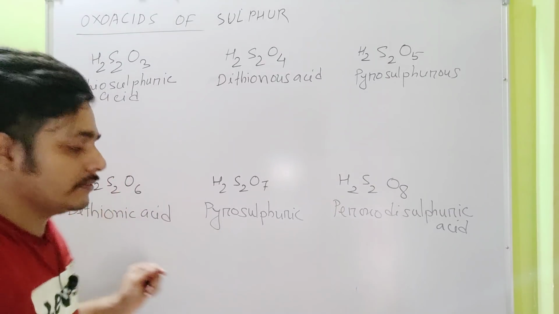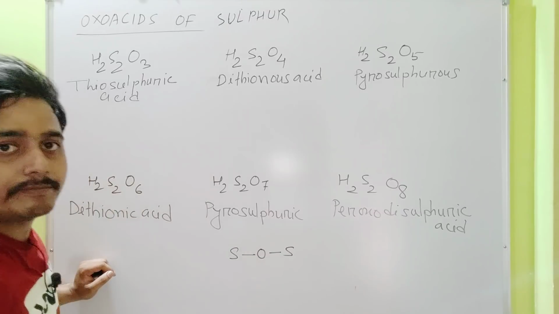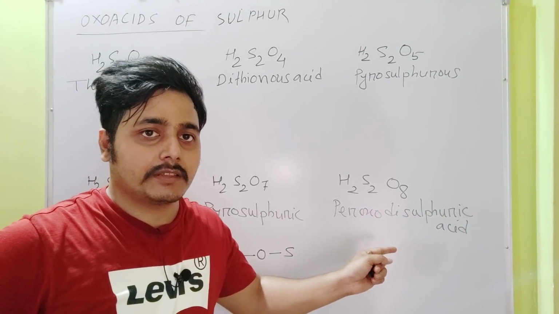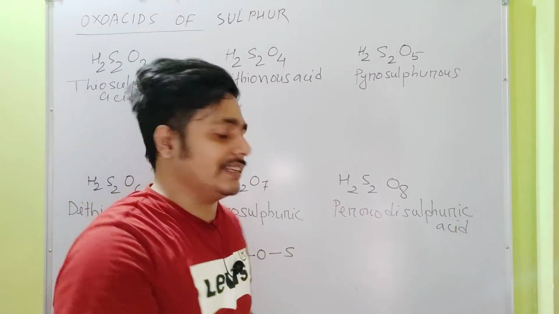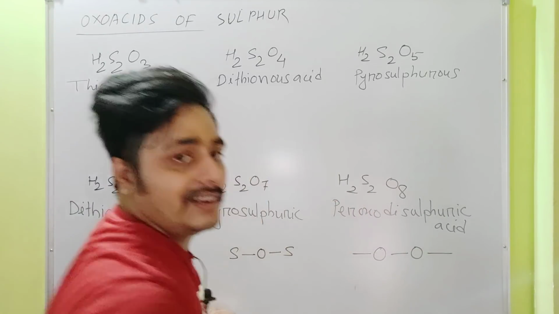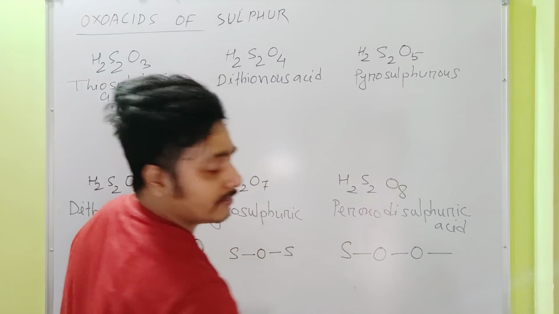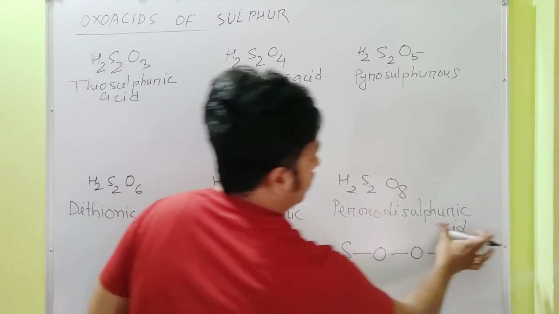In this compound, it is a sulfur-oxygen-sulfur link. In this compound, as it is a peroxide compound, it has a peroxide link. What is the peroxide link? This is the peroxide link. Now at this end, I place sulfur. At this end, I place another sulfur.